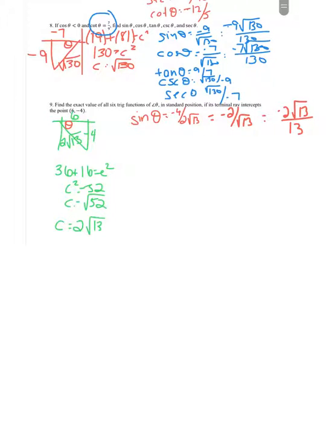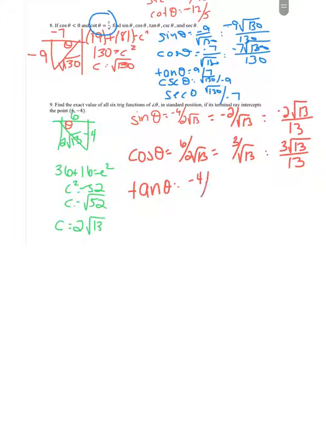The cosine of theta, that is adjacent over the hypotenuse. So this is 3 divided by the square root of 13, which becomes 3 square root of 13 all over 13. Tangent of theta, opposite over adjacent. So this is -2 over 3.